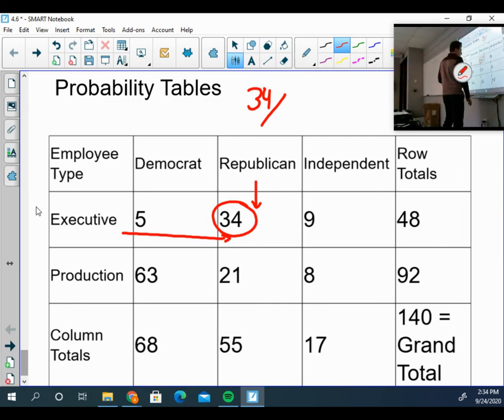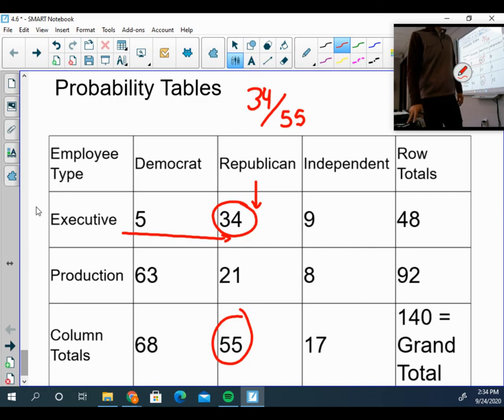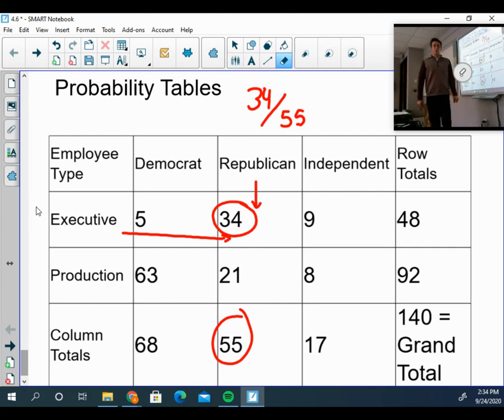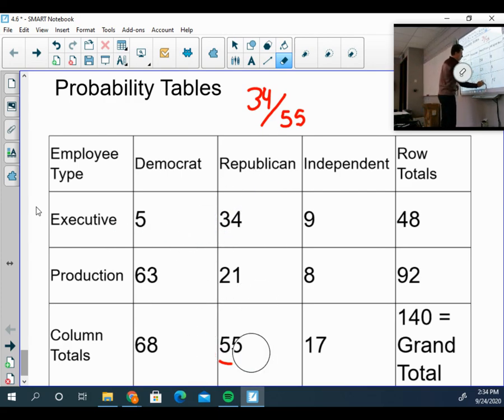Well, now I've shifted my total. You see, I'm not looking at all 140 employees anymore. Instead, what I'm looking at is only the Republicans. So how many total Republicans are there? 55. So the chance that someone's an executive given that they are a Republican is a 34 out of 55 chance. When you hear the word given, or I change my sample space, I change my total, I pare down my group I'm looking at, this is known as conditional probability.